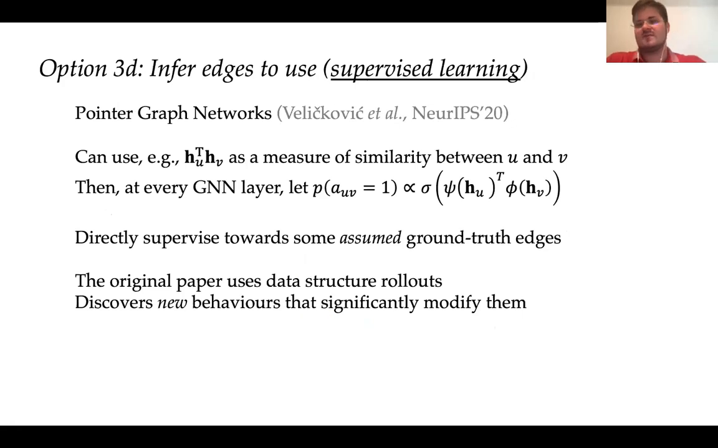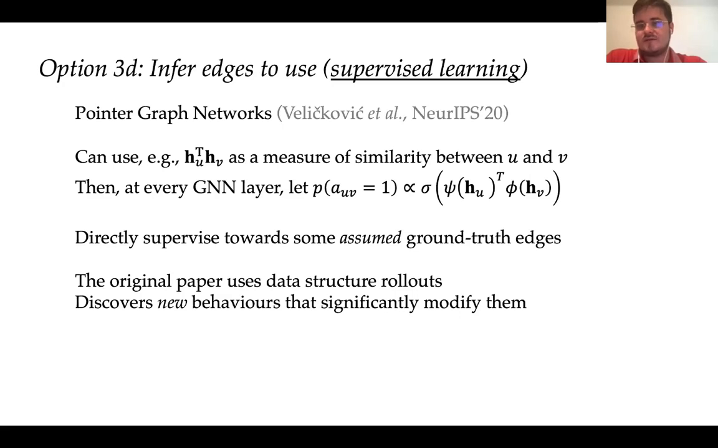Lastly, in a very specific case that you actually have some beliefs about what the ground truth edges are, or at least some estimates on which edges might be useful, for example, as rollouts of a data structure over your data, you could directly supervise your edge choices, your policy function, to imitate the edges that you know.